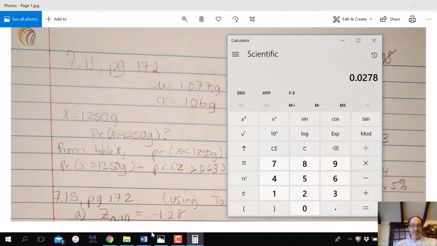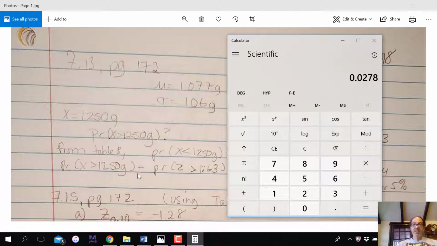All right, let's go on. Next item is 7.13. Alzheimer's brains. The weight of brains from Alzheimer's cadavers varies according to a normal distribution with a mean of 1077 grams and a standard deviation of 106 grams, and they give you the reference there. So this is the population value, right? So the population mean is 1077, the standard deviation is 106. The weight of an Alzheimer's-free brain averages 1250 grams. What proportion of the brains with Alzheimer's disease will weigh more than 1250 grams?